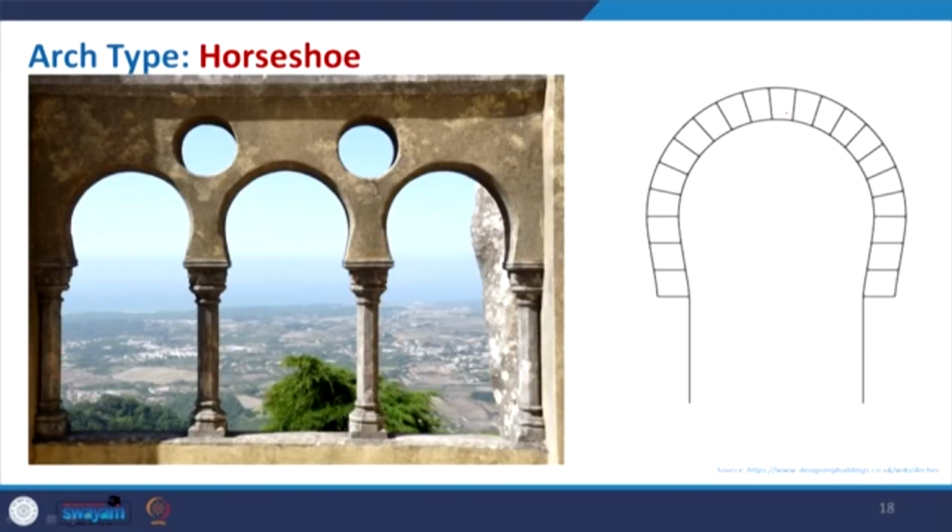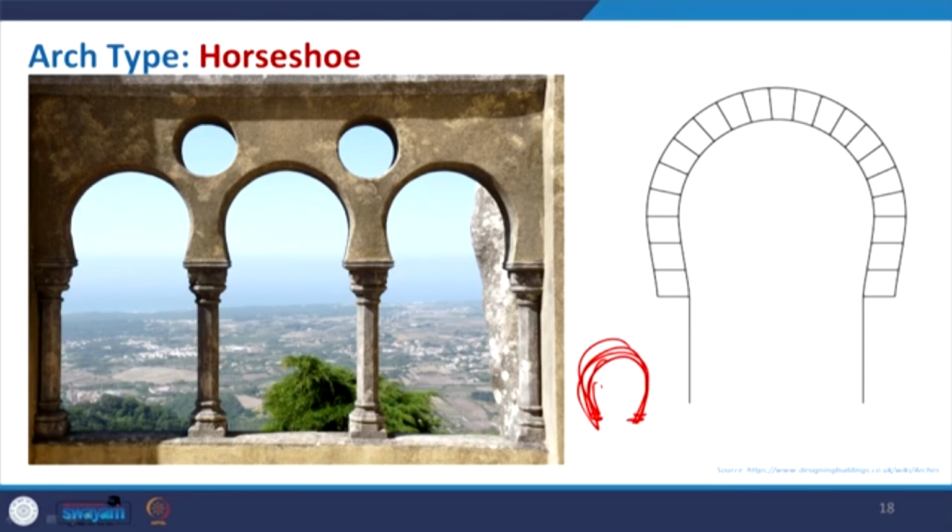Now, coming to the horseshoe arch. In this case the profile is like a horse magnet, a horseshoe, and the arch is formed like this. This is again very useful, and we can get many examples from this.